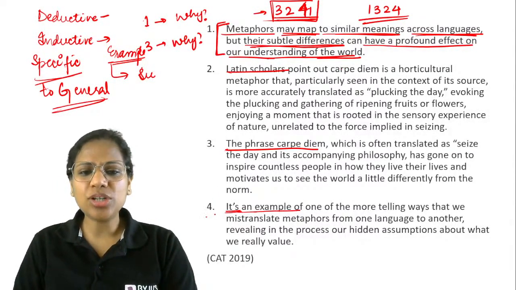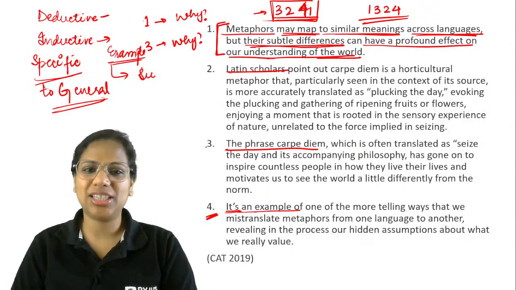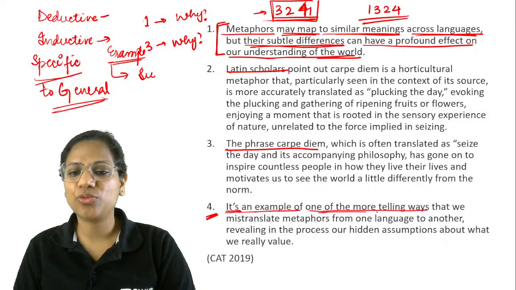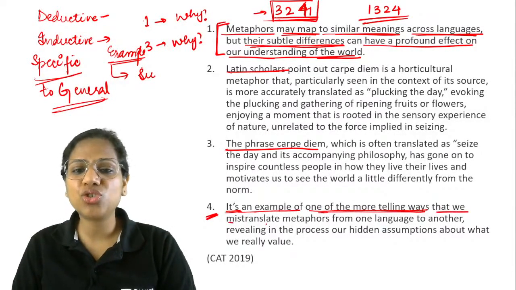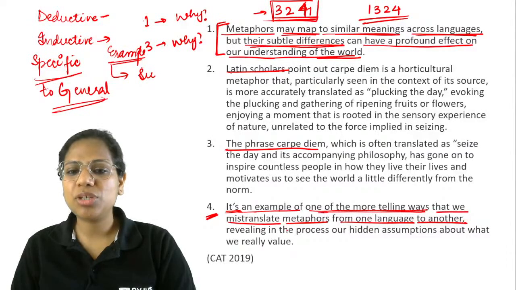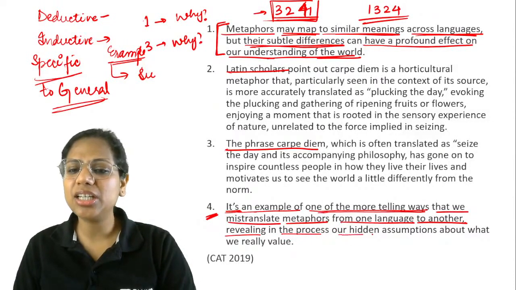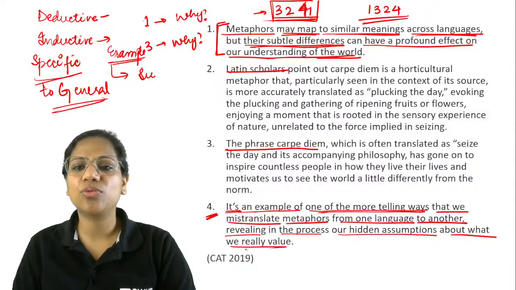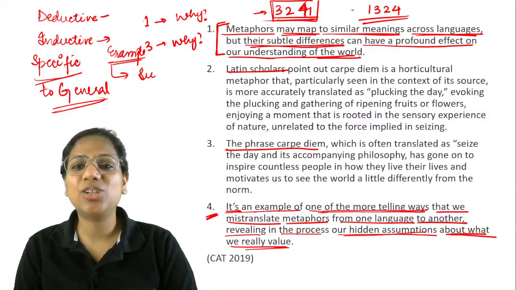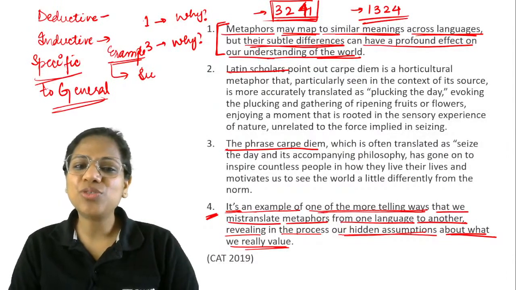Now 4 says, let's see whether 1 makes a better pair with 4 or with 3. That's what we have to check. It is an example of one of the more telling ways that we mistranslate metaphors from one language to another, revealing in the process our hidden assumptions about what we really value. Now I feel that 1 is more of an introductory sentence.